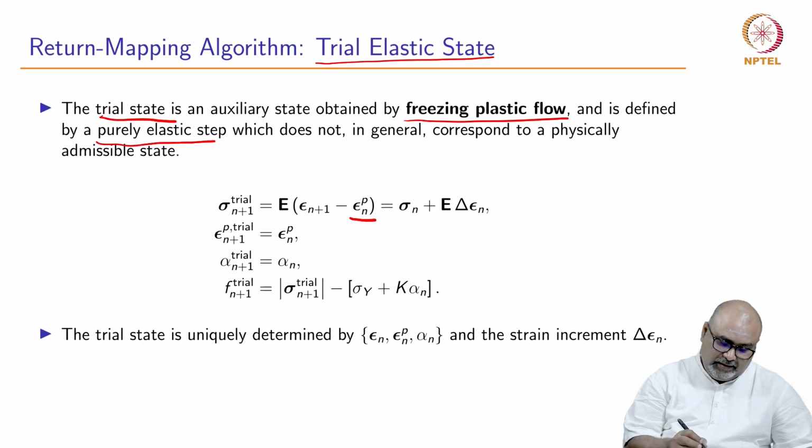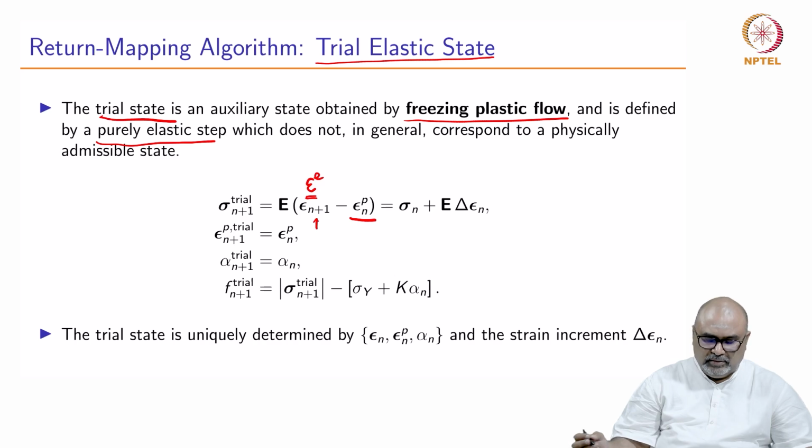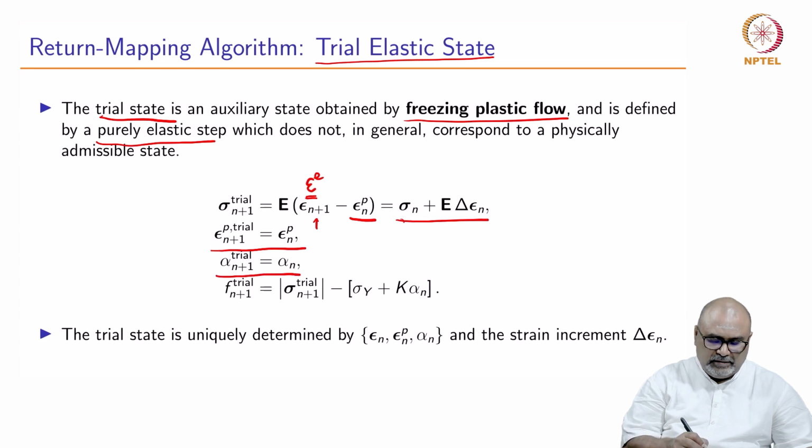That is why, from the total strain, we remove the plastic strain to get the elastic strain. So, this is the current step total strain epsilon n plus 1 minus epsilon n p, the plastic strain from the previous step. This can be written as sigma n plus E times delta epsilon n, and epsilon n plus 1 p trial is taken as the previous converged value epsilon n p, and alpha n plus 1 trial is taken as the previous value alpha n.